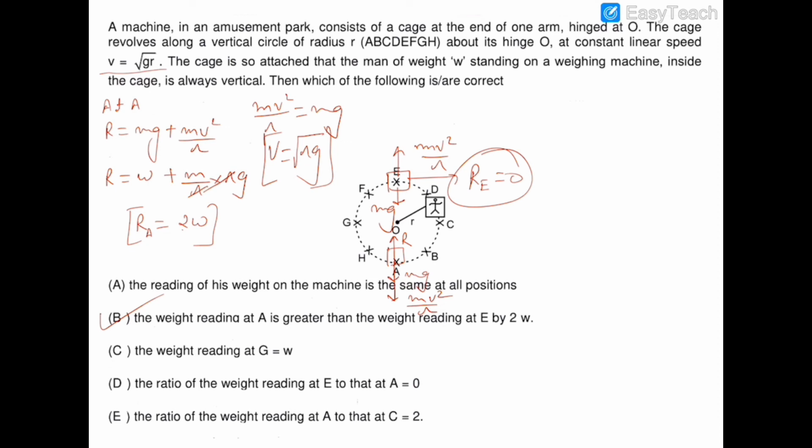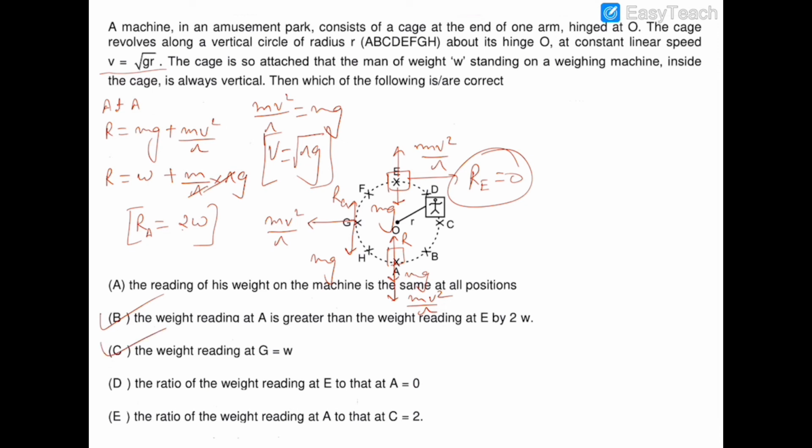The weight reading at position G is equal to W. So at position G, in this sideways position, mg would be acting in the downward direction as well as R will be acting in the upward direction. But mv square by r will not alter the weight reading at this position. So R will be equal to mg.